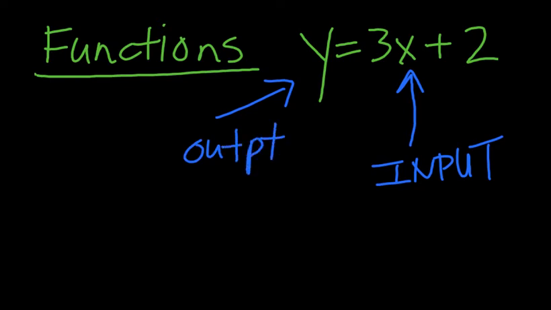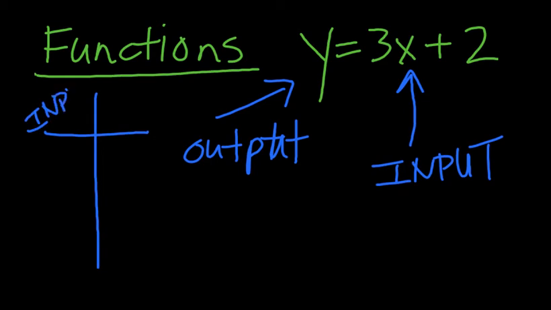X is always the input. Y is always the output. Now, you've seen this before back when we did input-output tables. Last year in pre-algebra, we did input-output tables. We call them that, but we always wrote x here and y there. Remember, x was always the input, y was always the output. So you've seen this before, you've just forgotten it. Okay, keep that in mind. X is input, y is output.